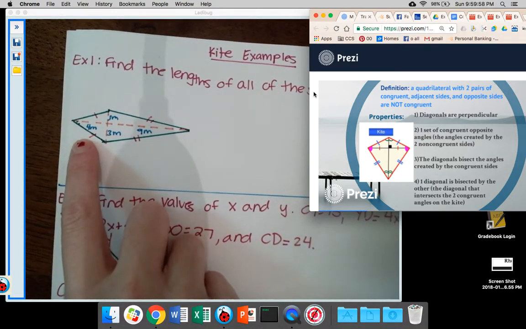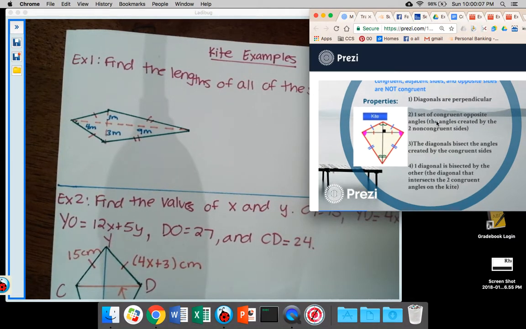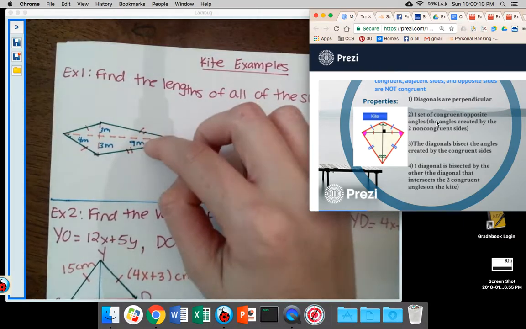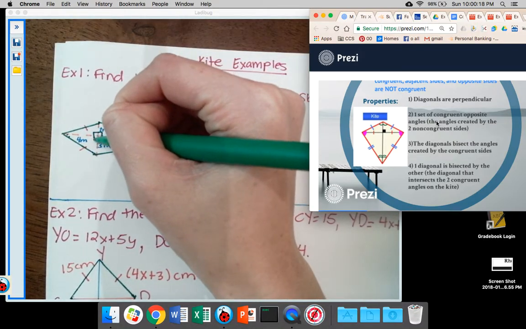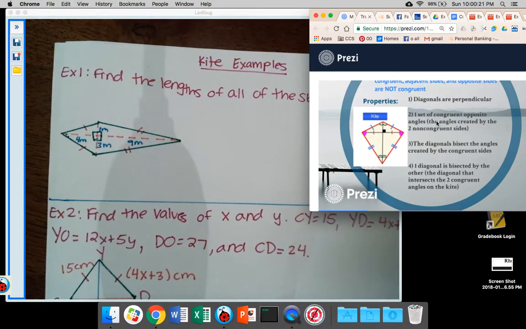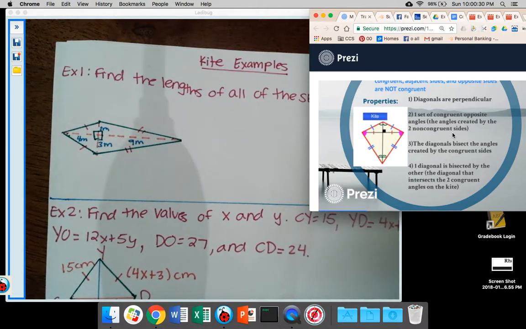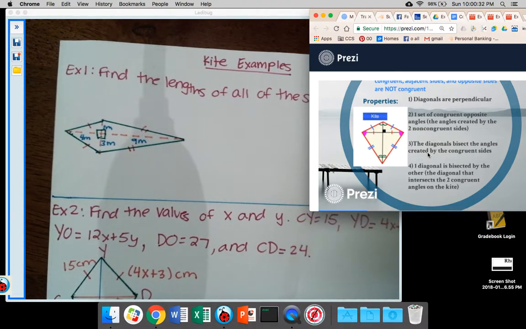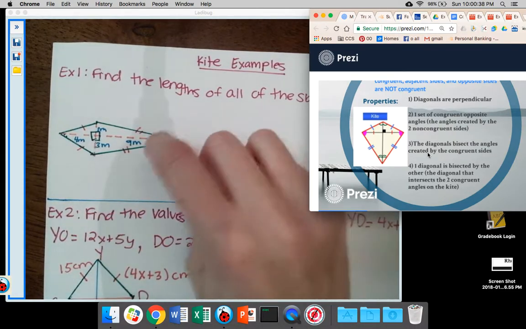So if I just find what one of these sides is, I'll know what the other is because they're congruent. Looking at these properties, we know that the diagonals are perpendicular. So when the diagonals intersect, they form four 90-degree angles right here, which I'm going to label 1, 2, 3, 4. We also know that there's one set of opposite angles that are congruent, the angles created by the two sides that are not congruent. The diagonals bisect the angles created by the congruent sides.